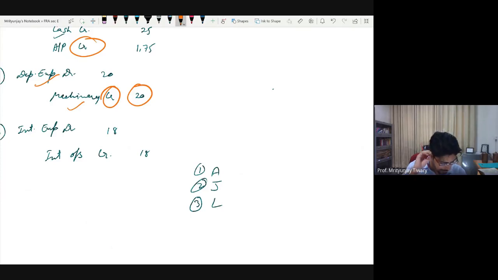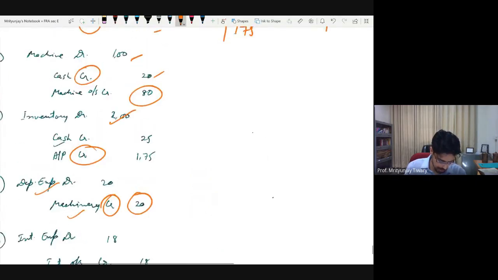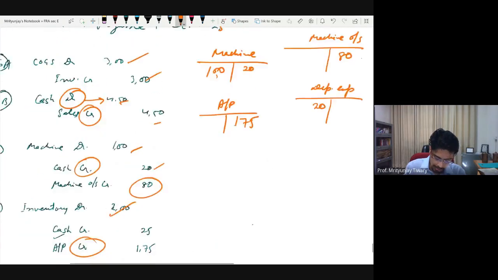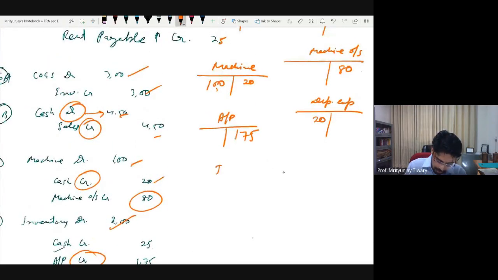Okay. Last one. Interest expense and interest outstanding. Do I have any of these T accounts? No. So let me prepare them now. For interest expense and interest outstanding, both the amounts will be 18 lakhs. Interest expense on the debit side, 18 lakhs, and interest outstanding on the credit side, 18 lakhs.